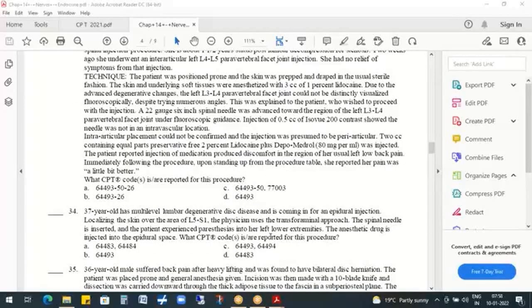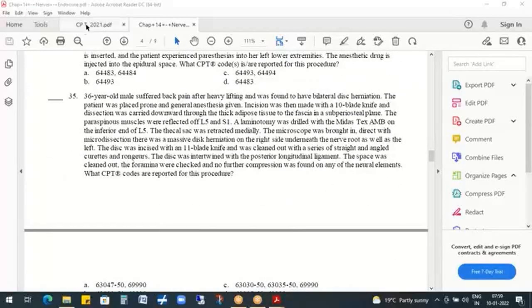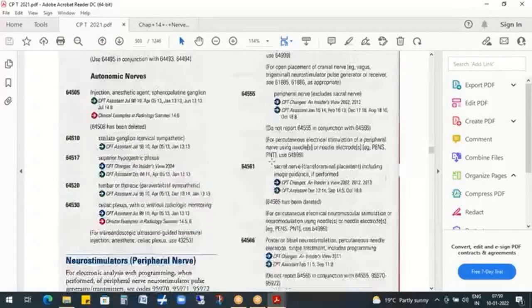Okay, anyway, I will show you the case studies. I am just giving a hint for you. This is nothing but a case study of what they are asking in the examination. Again, come to the CPT book. I hope everyone understood those 4 codes.